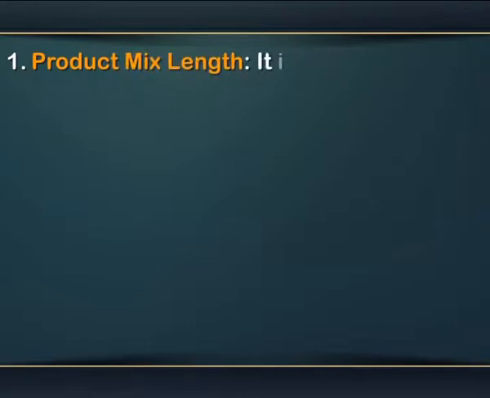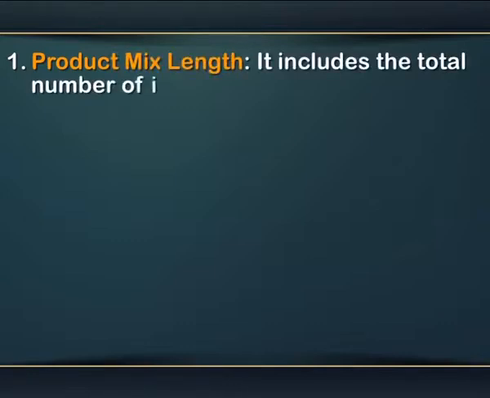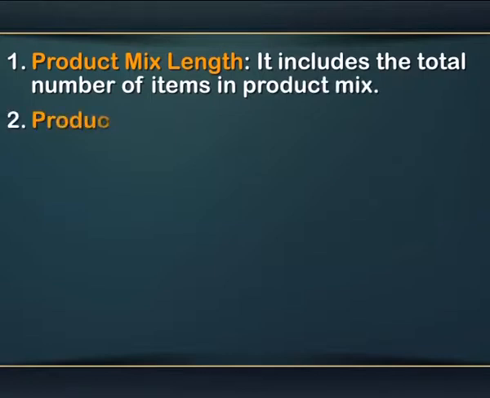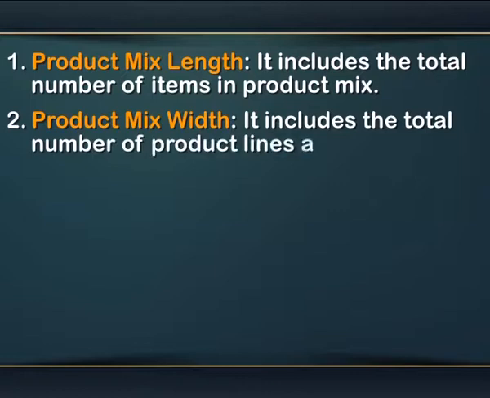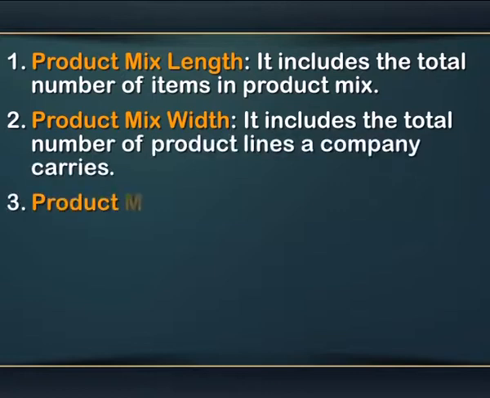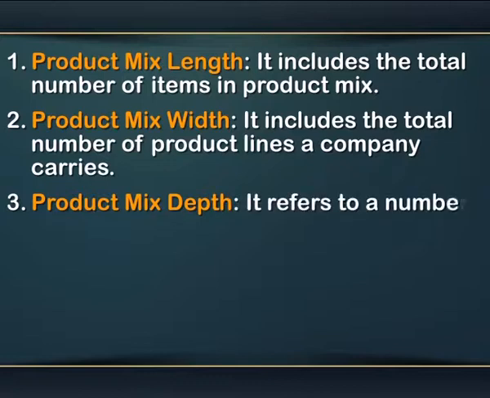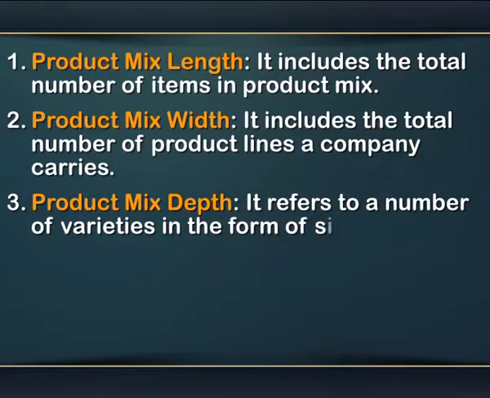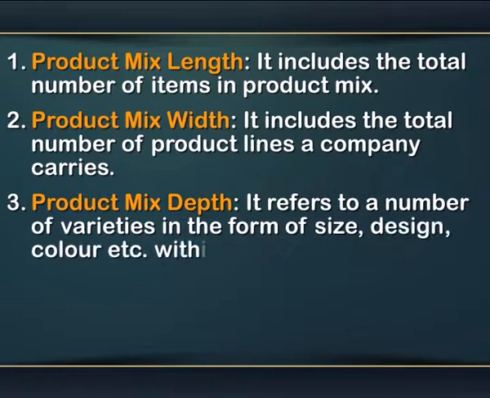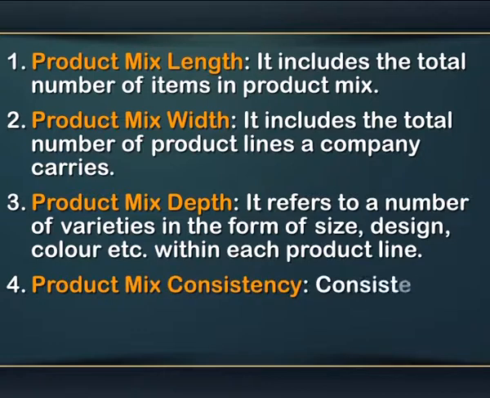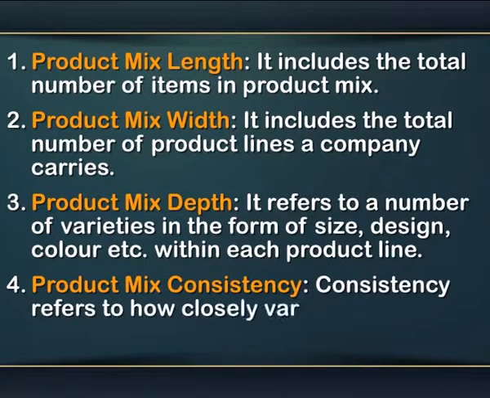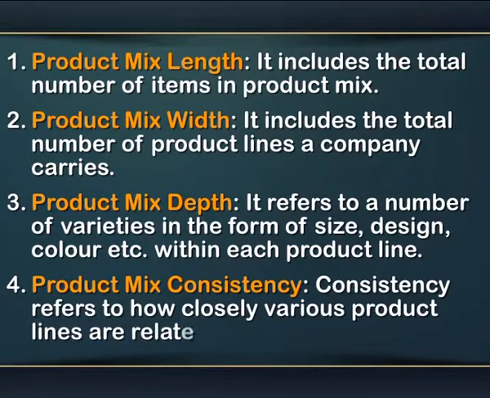Product mix dimensions. First, product mix length. It includes the total number of items in the product mix. Second, product mix width. It includes the total number of product lines a company carries. Third, product mix depth. It refers to the number of varieties in the form of size, design, color, etc. within each product line. Fourth, product mix consistency. Consistency refers to how closely various product lines are related.